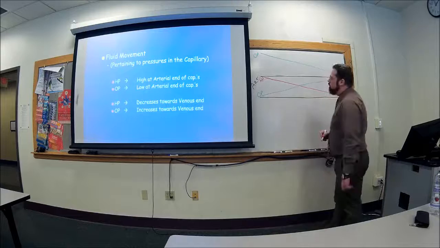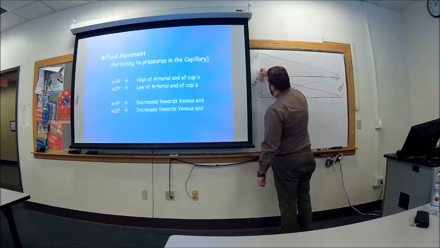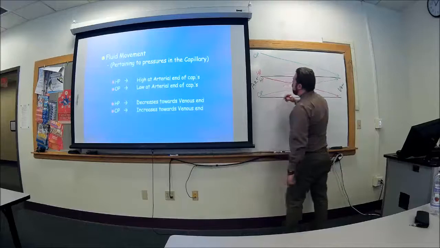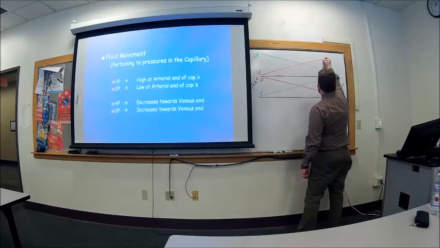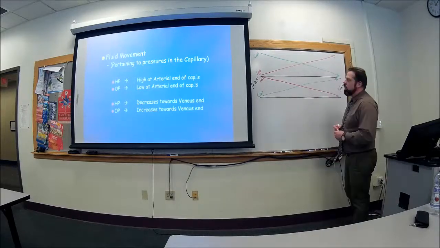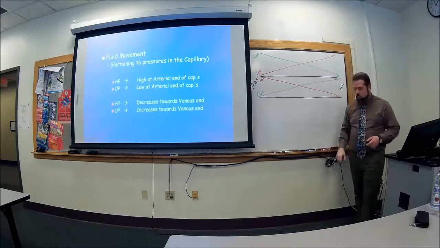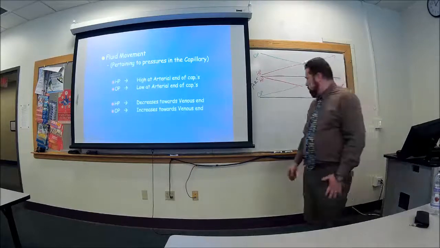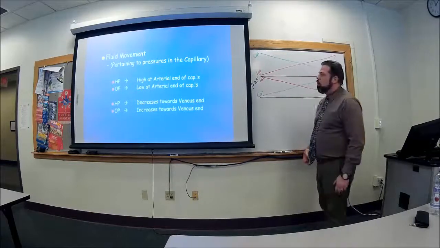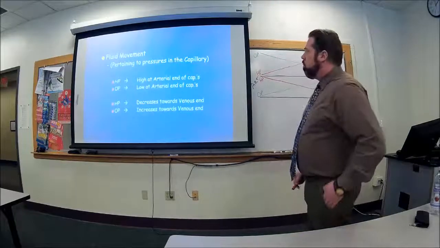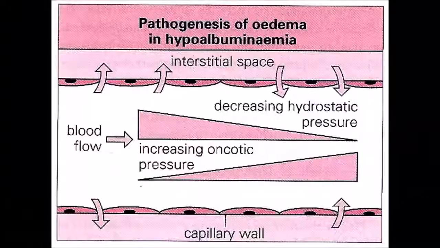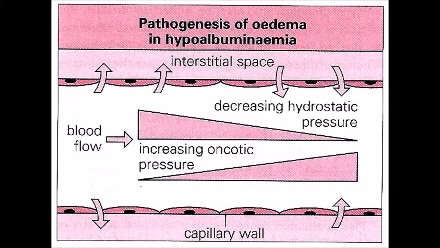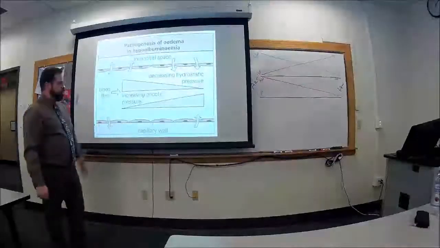to the venous end. The hydrostatic pressure in the interstitial tissue is going to be very low at the arterial end, but gradually going to get higher at the venous end. Okay? Sound good? Right, that's what I just put there. All right? And this is showing the same thing in a picture form. See that, all right?